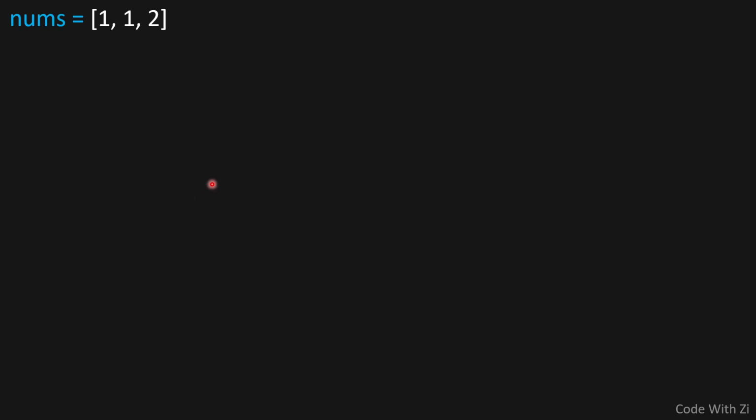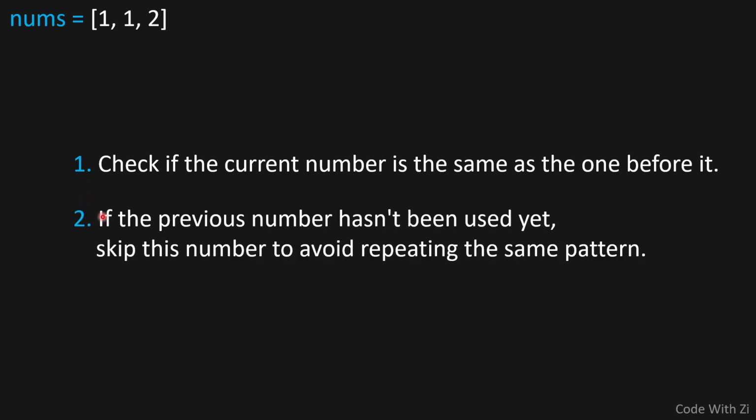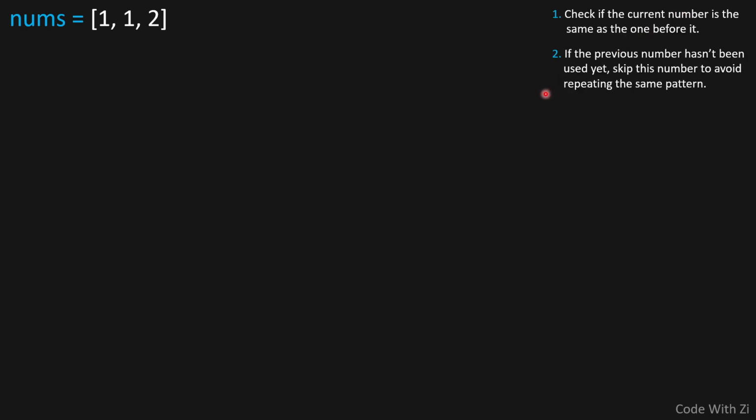The first thing that we need to agree on is that we're gonna check if the current number is the same as the one before it. And if this was true, we're gonna check the second line. We literally have two lines. That's it, that's gonna be our algorithm. But if this was not true, we're gonna ignore the second line. So if in our case, the current number was actually the same as the previous one, meaning we had a duplicate, for example, these two ones that we have here, we're gonna check the second thing, and that's gonna be, if the previous number hasn't been used yet, skip the current number to avoid repeating the same pattern. This is literally everything we need. I'll put these here, and then you're gonna see how this is gonna work.